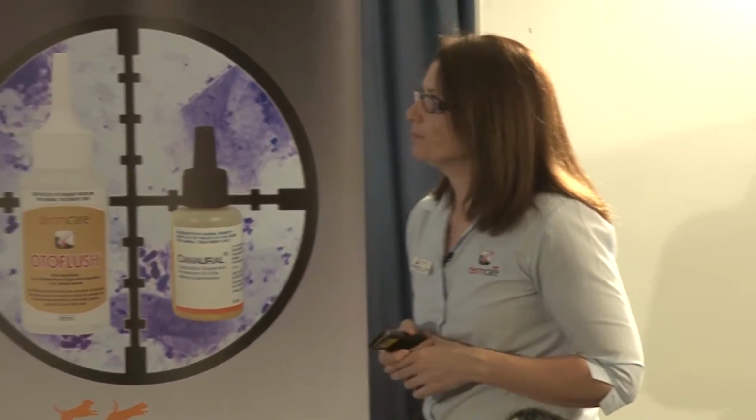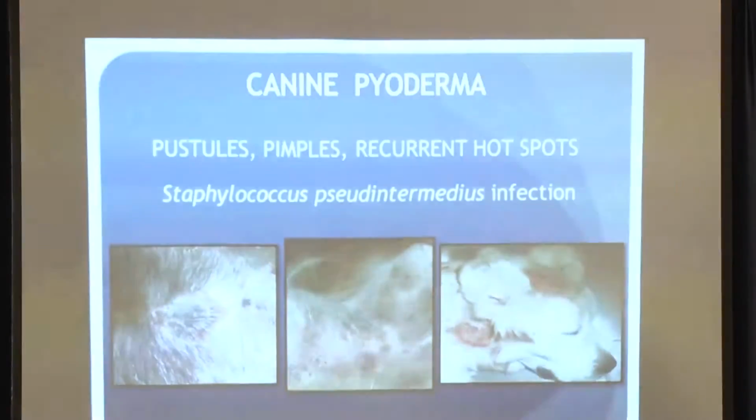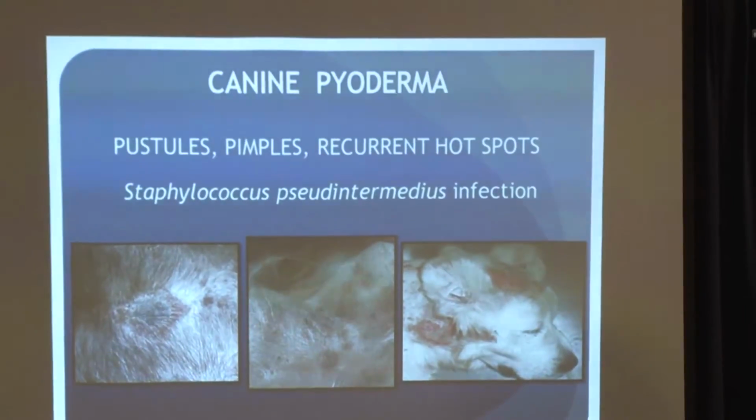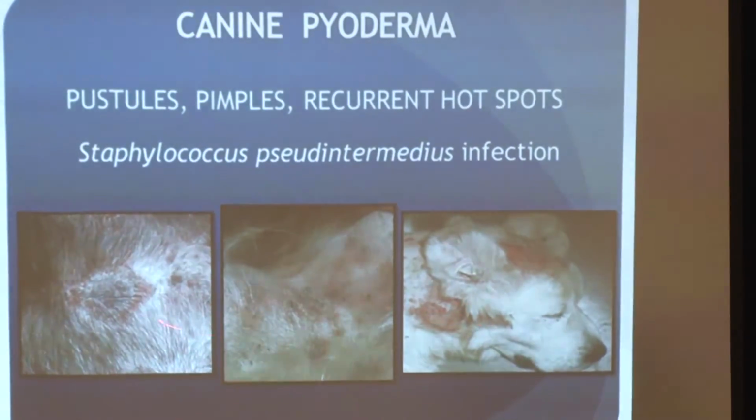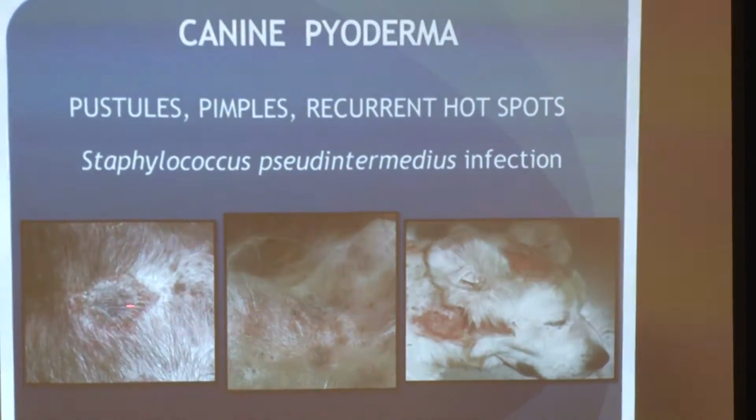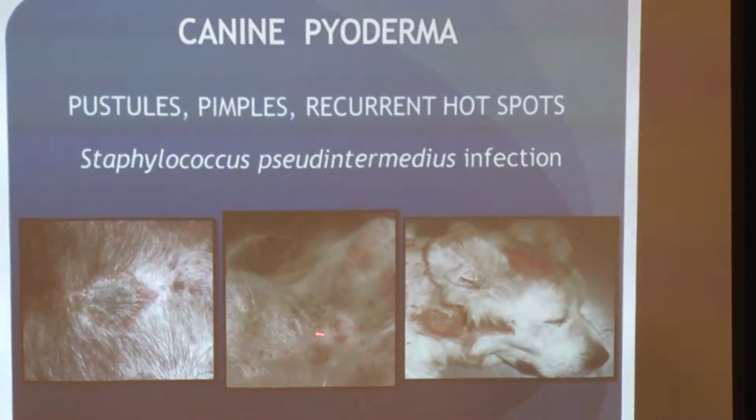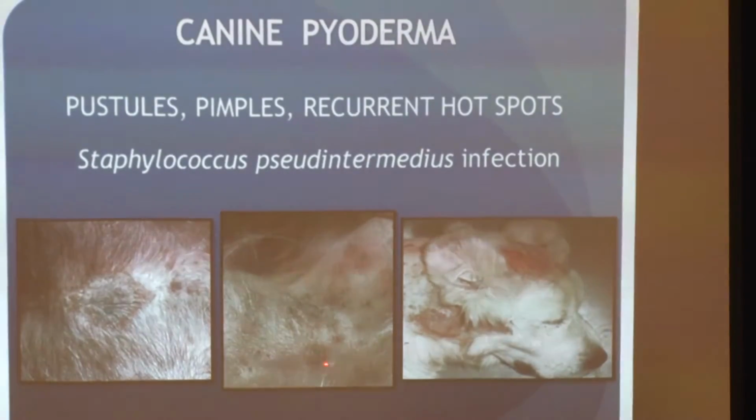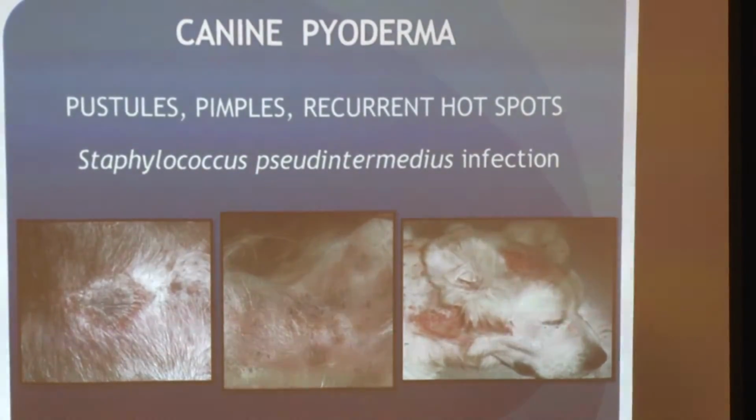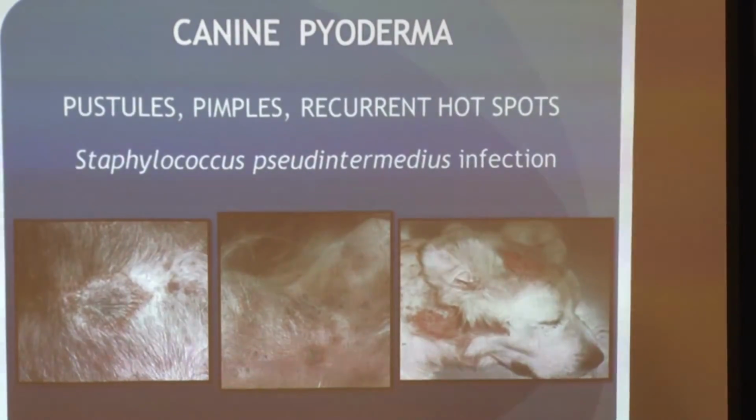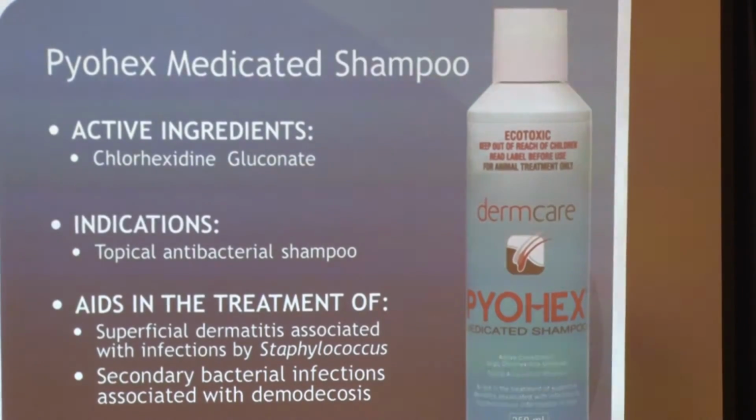Canine pyoderma is usually identified with pustules, pimples, or recurrent hotspots. This is a picture here of a poor golden retriever with some terrible hotspots there. This is what we call a staph collarette. That's a ruptured pustule, often mistaken for ringworm. That's not the case. And of course, we can see them here in the earlier stages, rupturing pustules that have become scabbed over the top. It's a Staphylococcus pseudointermedius infection. Piohex is appropriate for this.